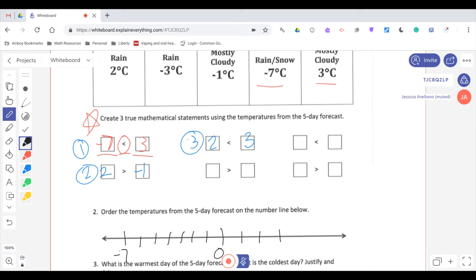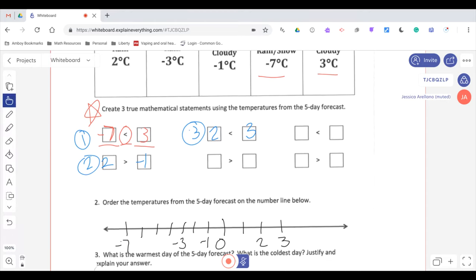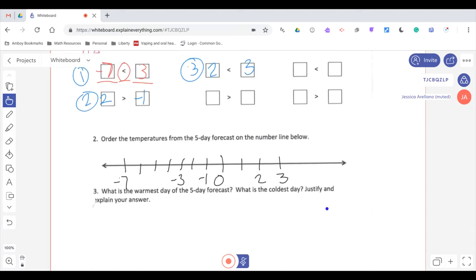My next lowest number is -3, which goes here. I have a -1, and then I have a 2, and I have a 3. So that is all the temperatures. If you don't want to have just the lines, you could put dots here so that they're easier to see.